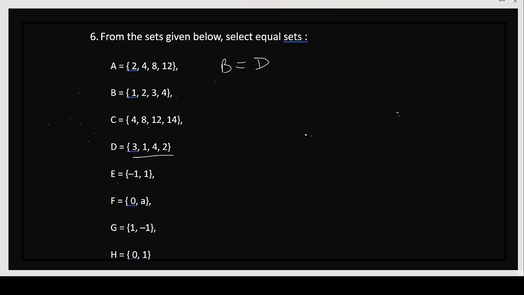D is 3, 1, 4, 2. No other sets, F, G, H, are equal to D. Let us see E: minus 1, 1. Yes, E equals that: minus 1 and 1 is present in G. Order is different, but the elements are the same. E equals G. Next F. F is 0, and 0 is not present in any other set. G, 1 and minus 1, are present in H. So these are the only sets which are equal.